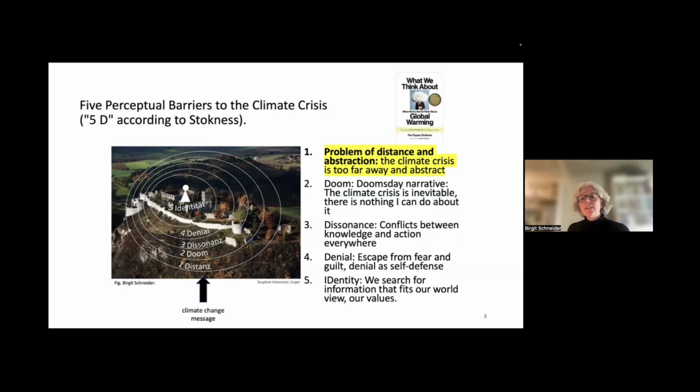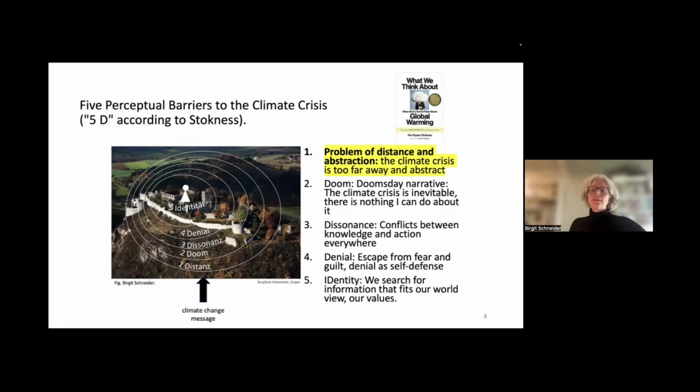The climate crisis is too far away and abstract. This is something people were writing 10 years ago. In many books, you could read this argument. I have followed this argument myself. And in a way, this is also what I would love to discuss with you at the end of my talk, if this is still the case, or how we could think about this problem of distance and abstraction.